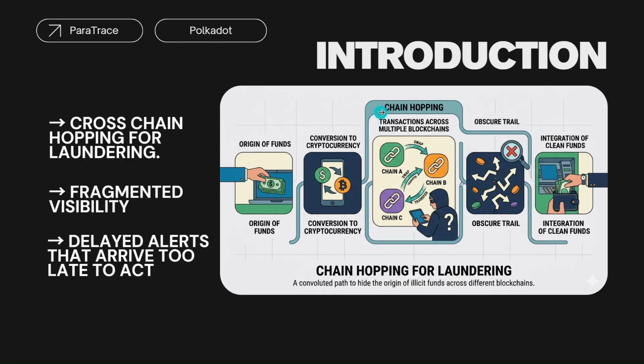So let us look at the problem. Today most monitoring systems are still single chain and reactive. By the time suspicious activity is detected, funds are already taken, split, and moved across parachains, and are harder to trace. This leads to three major risks: chain hopping for laundering, fragmented visibility across ecosystems, and delayed alerts that arrive too late. So the real problem isn't just visibility, it's the absence of a real-time actionable risk signal in cross-chain environments.